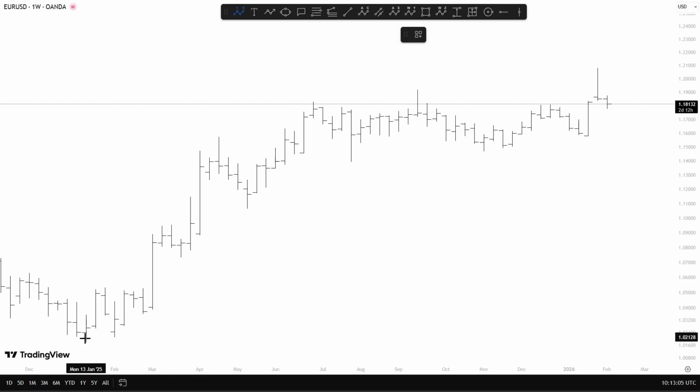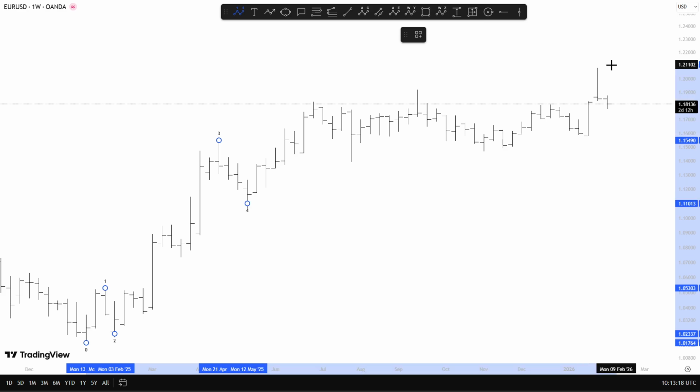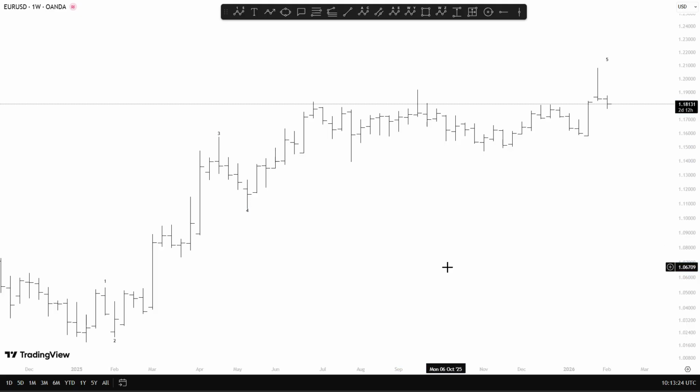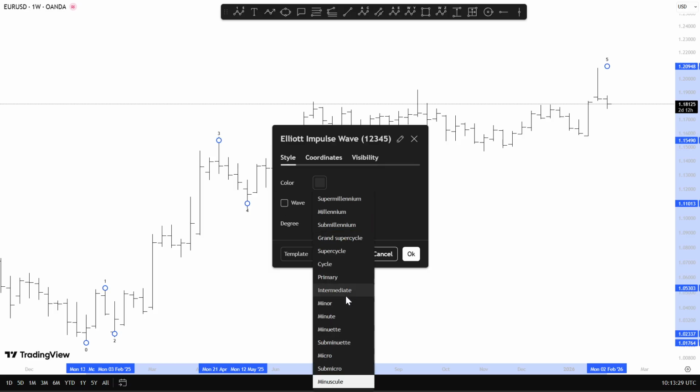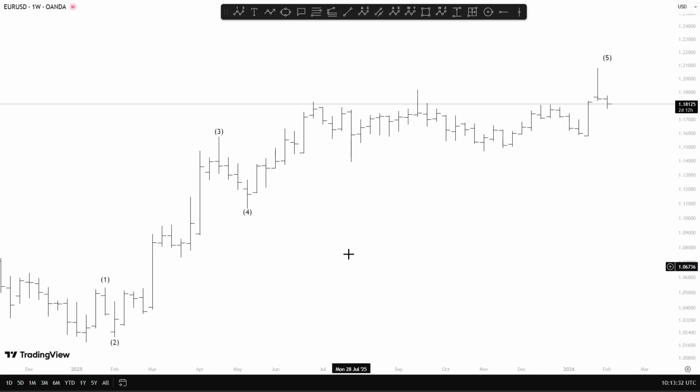Label 1, 2, 3, 4, and 5. Wave 2 has a double three subwave, which is labeled W, X, and Y.